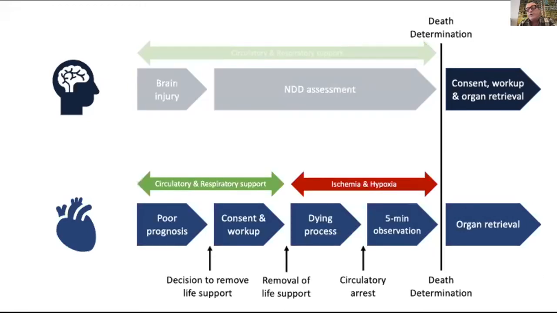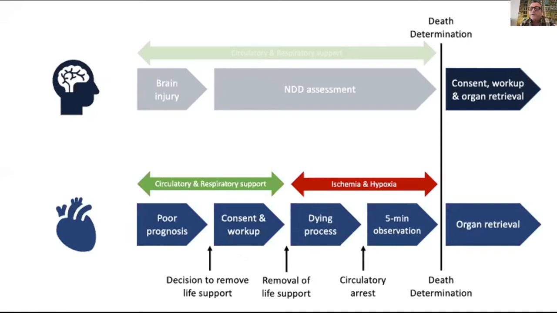In circulatory death cases, patients with poor prognosis who are not brain dead and consent to organ donation undergo planned withdrawal of life-sustaining measures and progress to circulatory arrest. Death determination occurs following a 5-minute hands-off period to confirm that cessation of circulation is permanent.